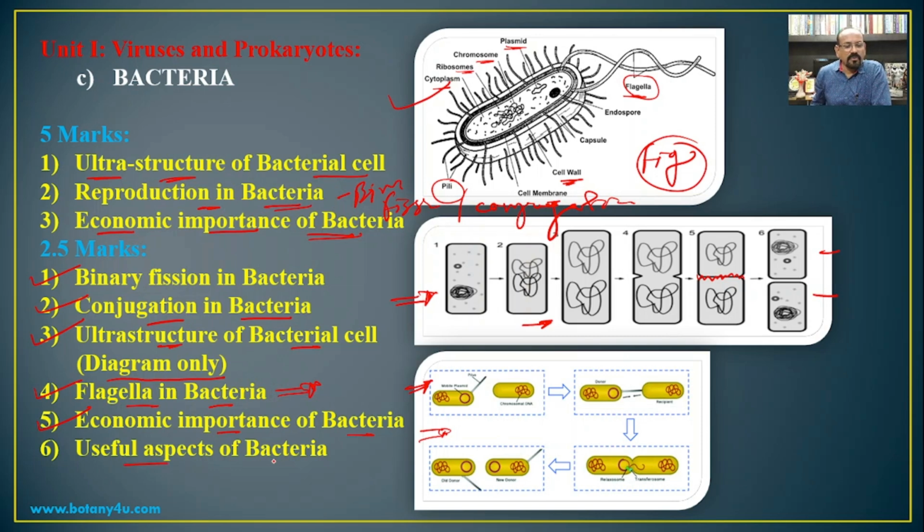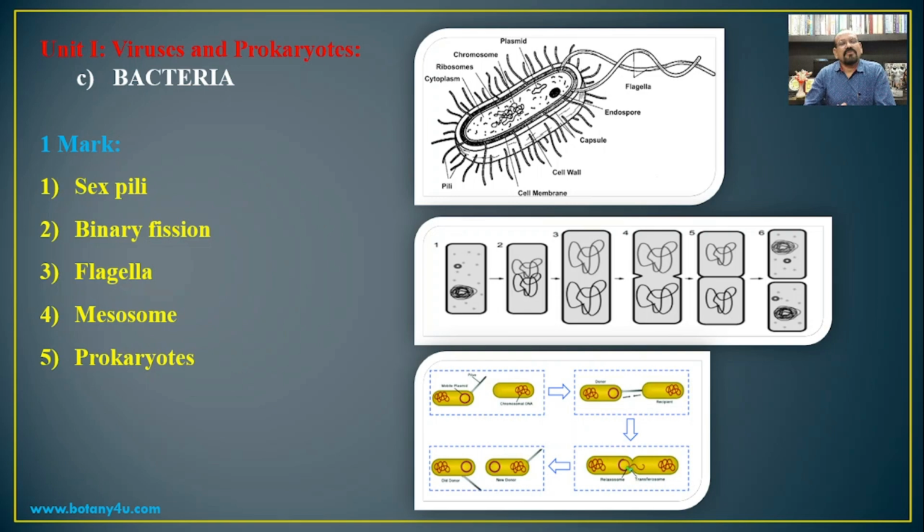Then useful aspects of the bacteria. Earlier we have seen that in economic importance we have to provide the negative as well as the positive importance, but here specifically the useful aspects are asked in the question, and hence you have to provide only the useful aspects: that it is useful in making curd, it is used in genetic engineering, and it is used to transfer genes from one cell to another cell. Such uses we can provide in this type of question.